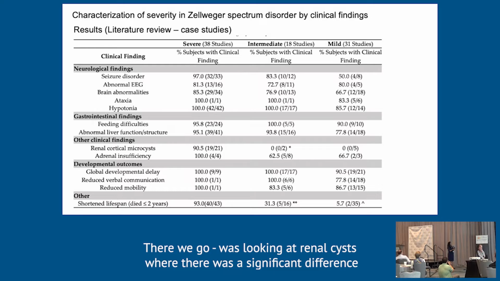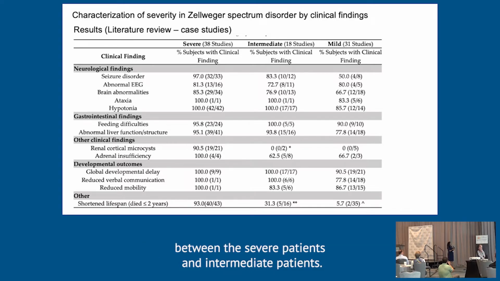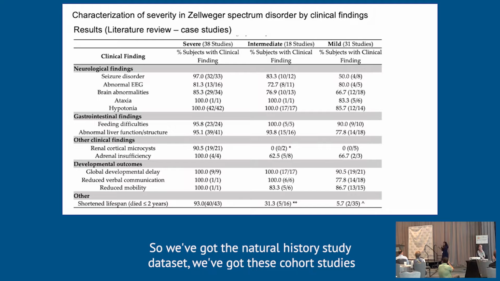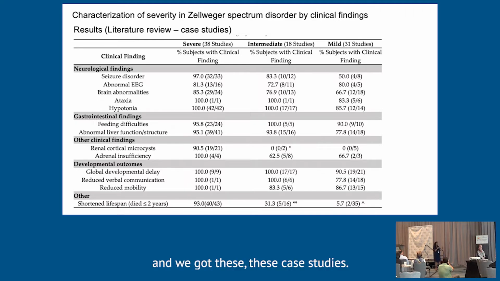I was looking at renal cysts, where there was a significant difference between the severe patients and the intermediate patients. So now we've got 3 data sets, right? We've got the natural history study data set, we've got these cohort studies, and we've got these case studies.